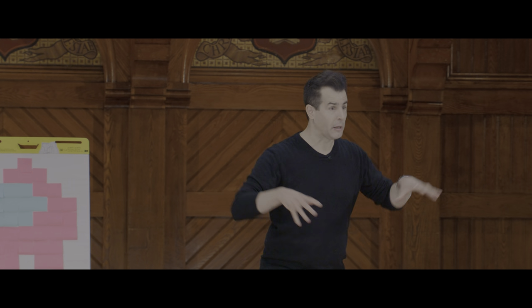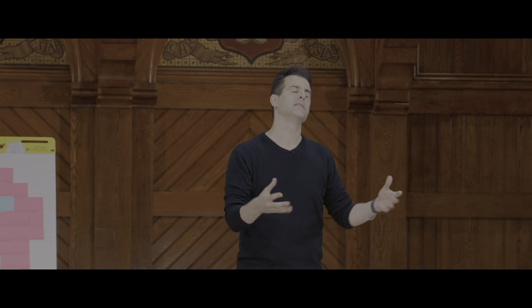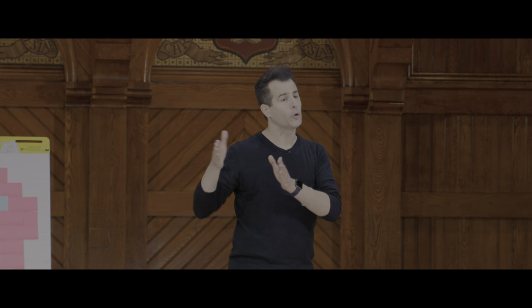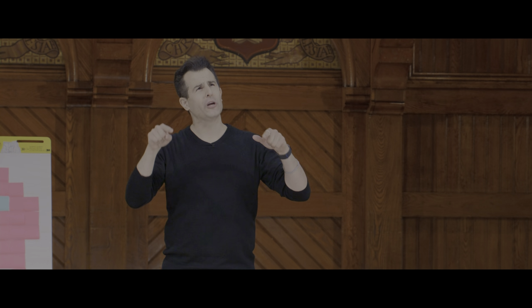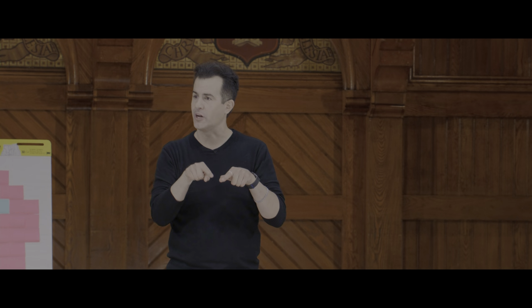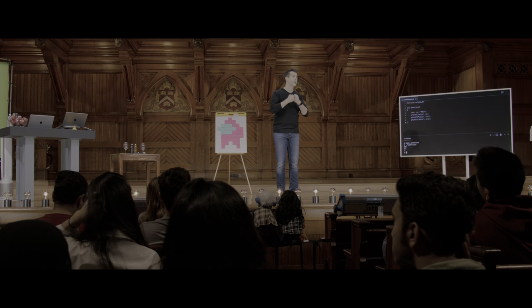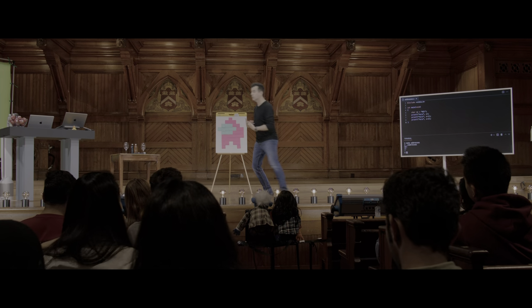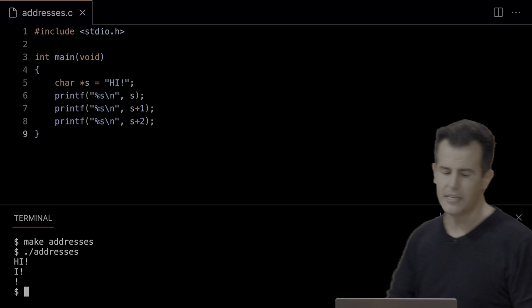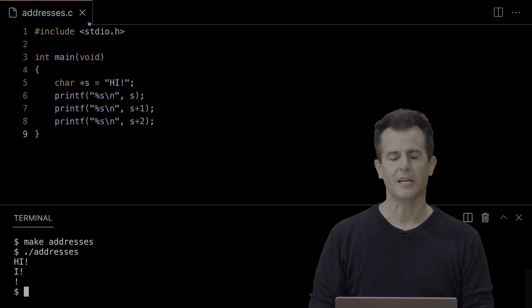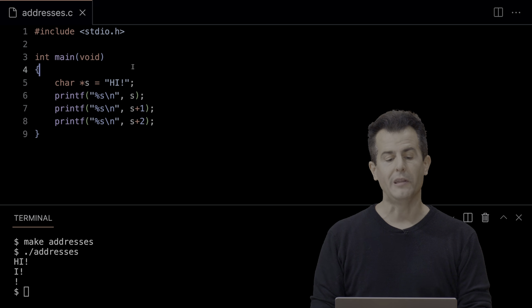Perfect. Equals equals would compare literally the two memory addresses instead of the actual strings character by character. And unless the memory addresses are literally the same, so you compare that exact same memory address, two different strings probably are not going to be considered equal, even if to us humans they indeed look equal. So let's see this. Let me go ahead and close addresses.c. And actually, before I do, one last mention.